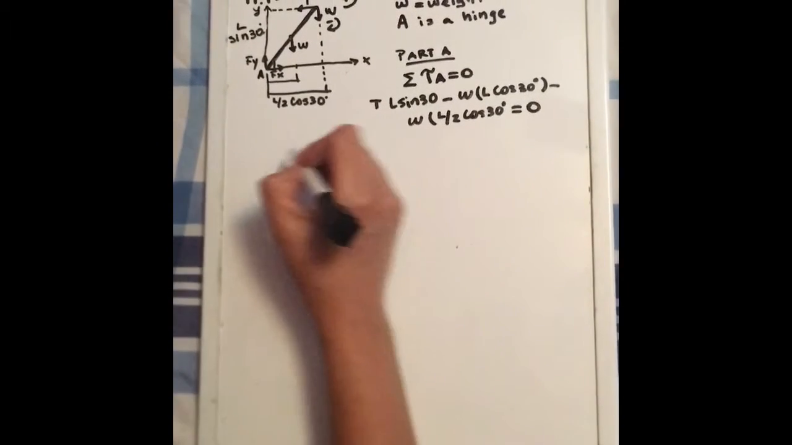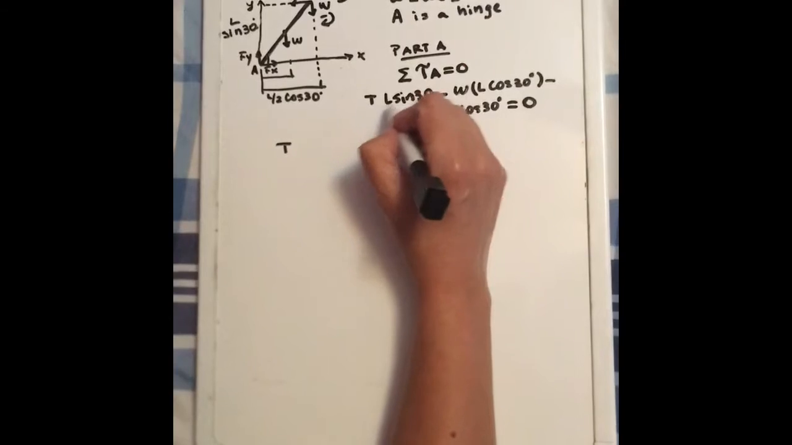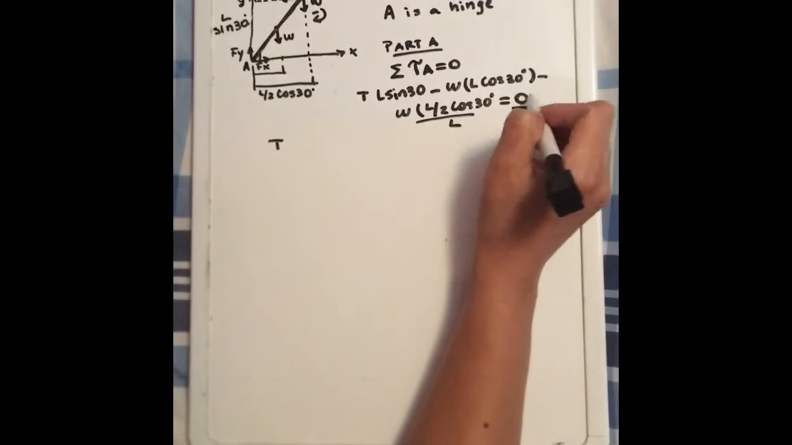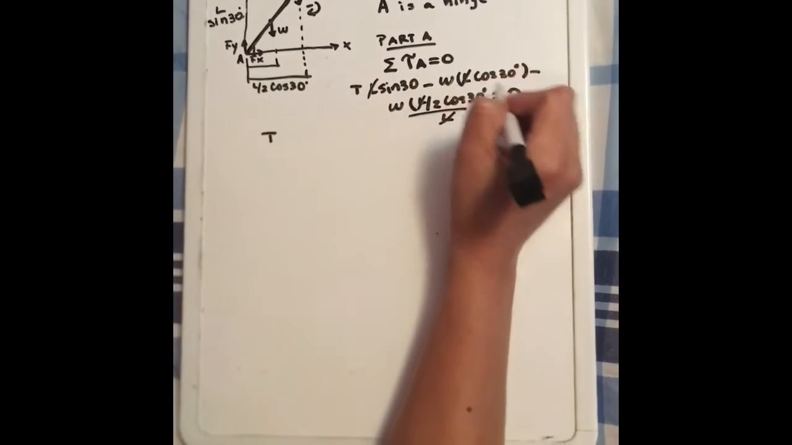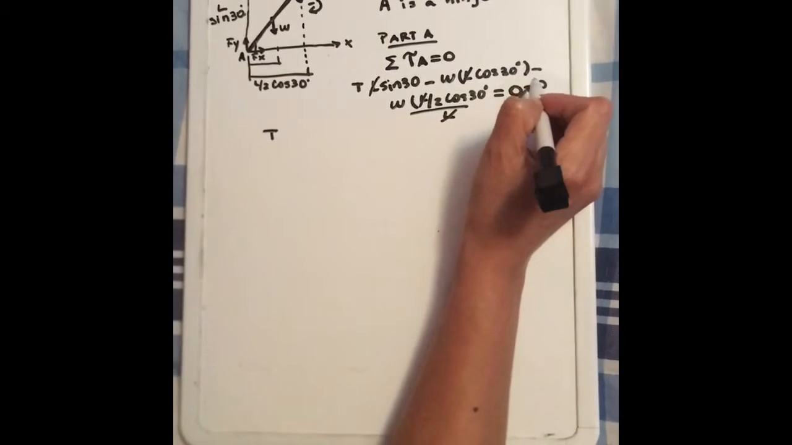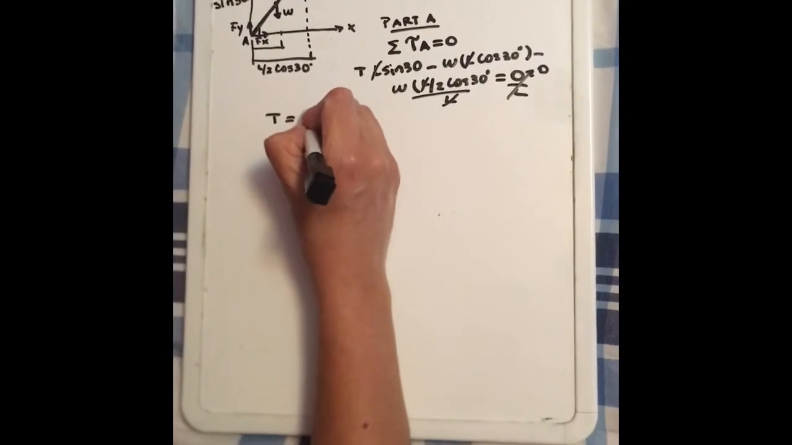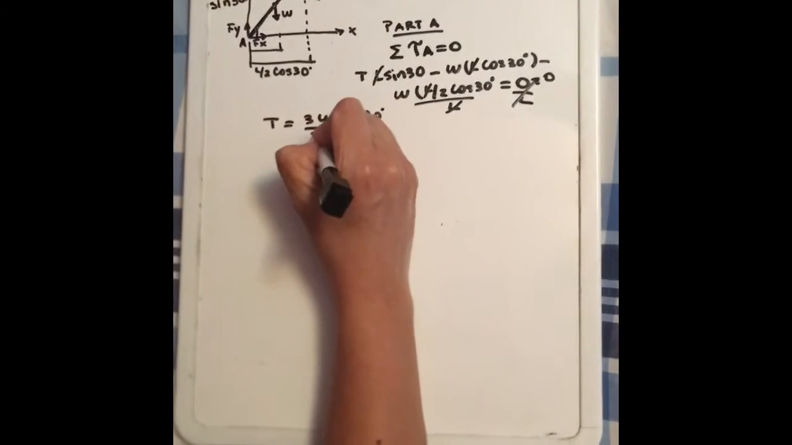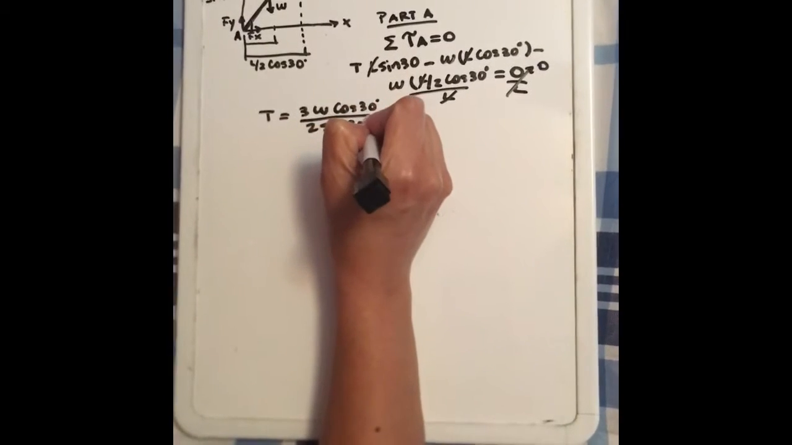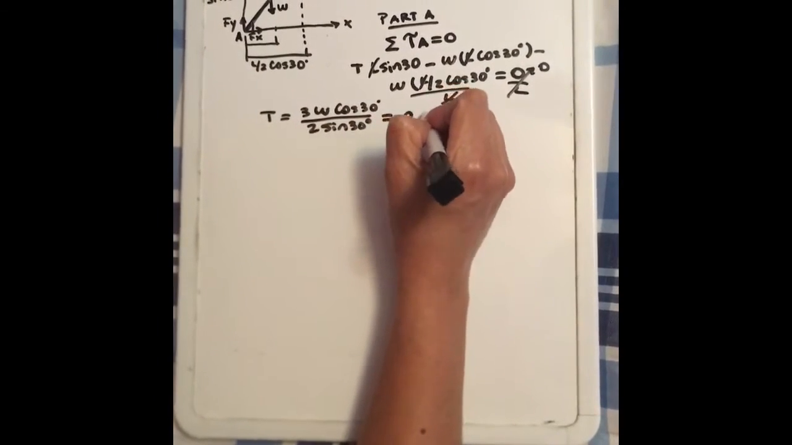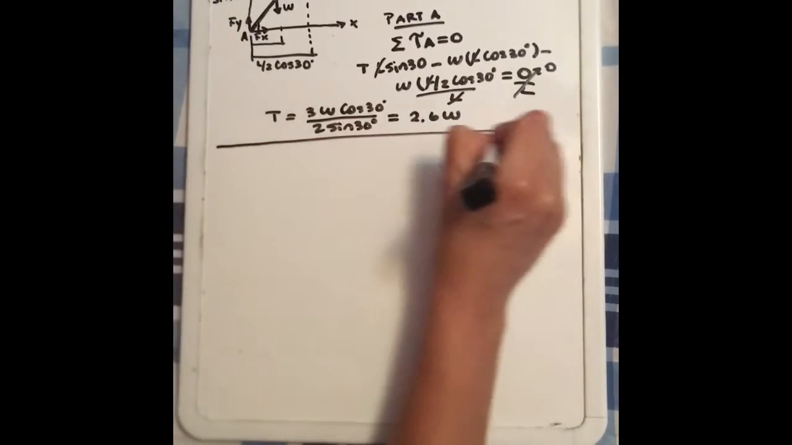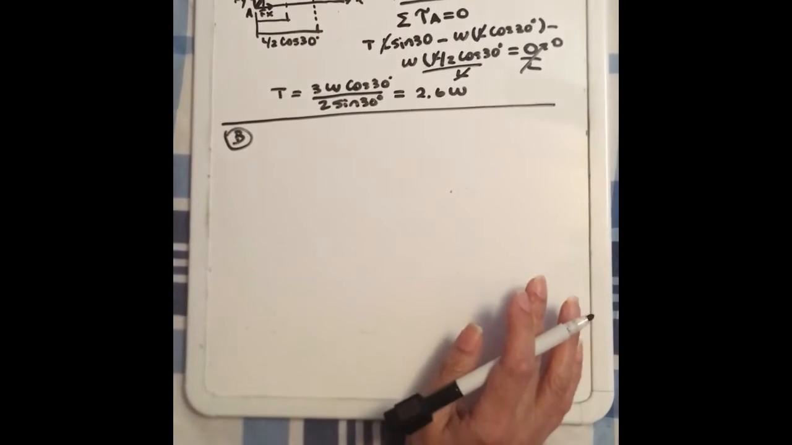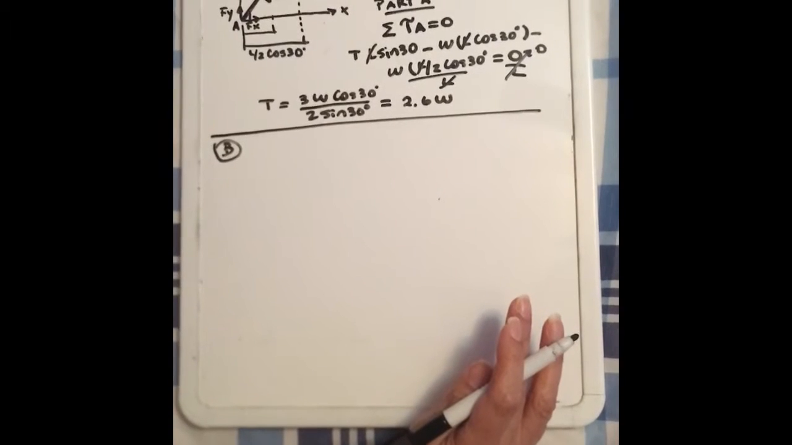So solving for tension, we divide both sides of the equation by L. This cancels out the L's over here, and this is just going to be 0. So tension is equal to 3W cosine of 30 degrees over 2 sine of 30 degrees, which is equal to 2.6 W. This is part A. For part B, it says find the magnitude of the force exerted by the strut.